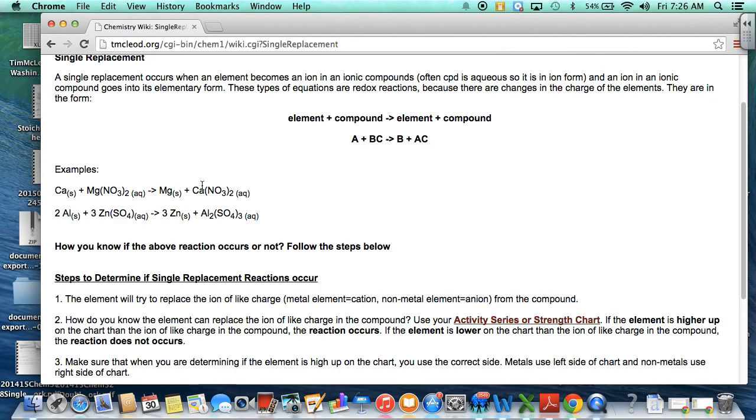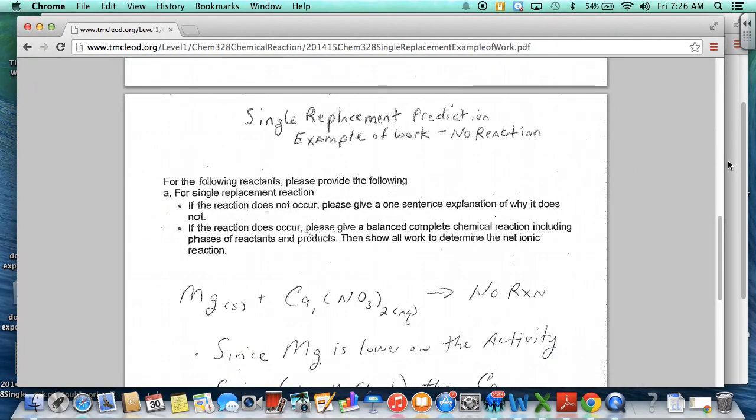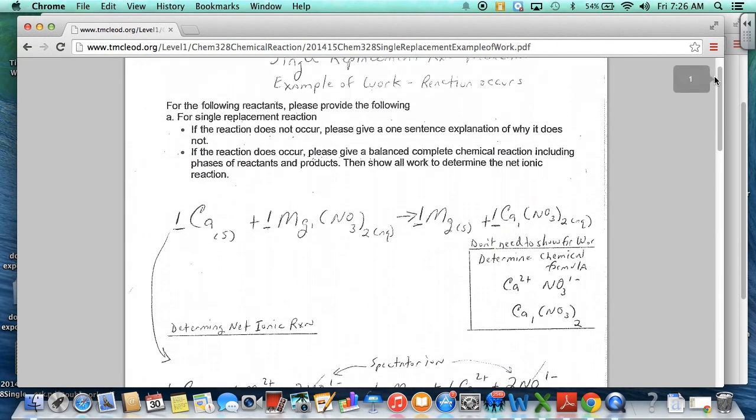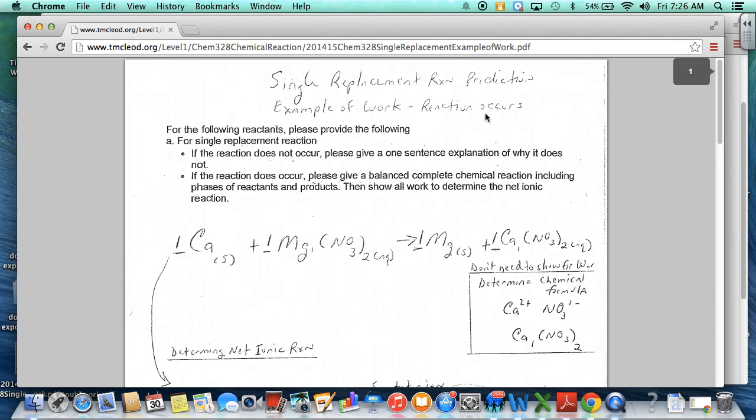Now what I'm going to do is show you an example. This is an example of when a reaction does occur. What I tell you is, if the reaction does not occur, please give me a one sentence explanation. And if it does occur, please give me a balanced chemical reaction, including all the phases. So this is the example of what we just talked about.